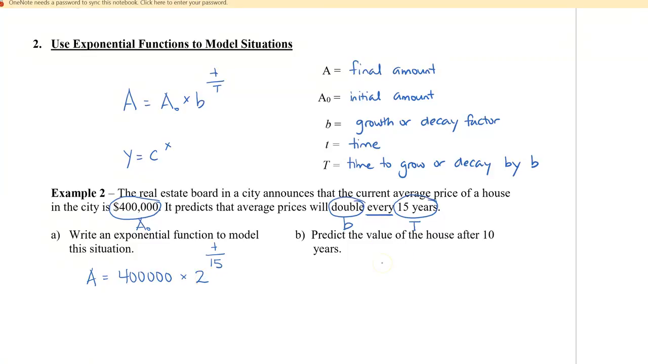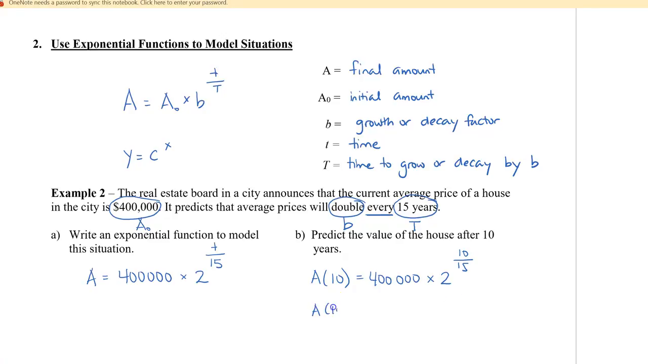So the second question, it says predict the value of the house after 10 years. So after 10 years, it hasn't doubled yet. So when we calculate this price after 10 years, it shouldn't be $800,000 yet because it hasn't reached 15 years. So let's see what that value is. So it's going to be 10 over 15 as our exponent.